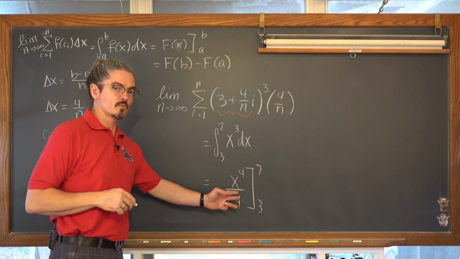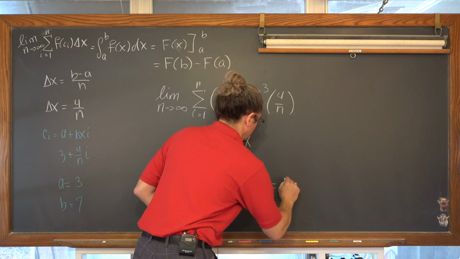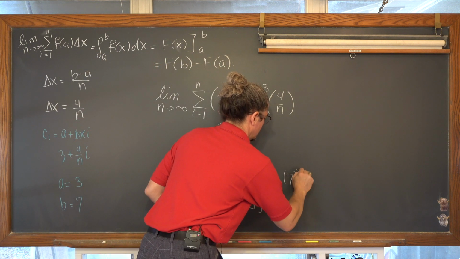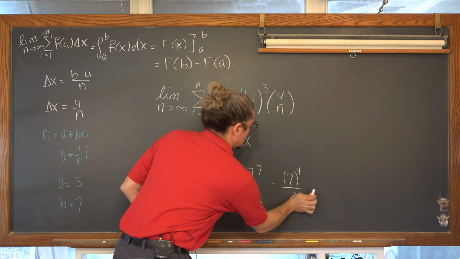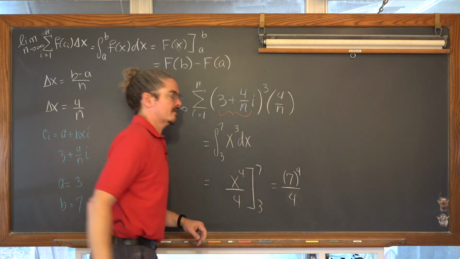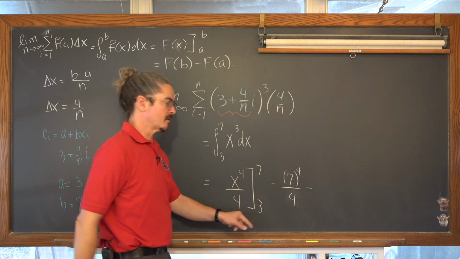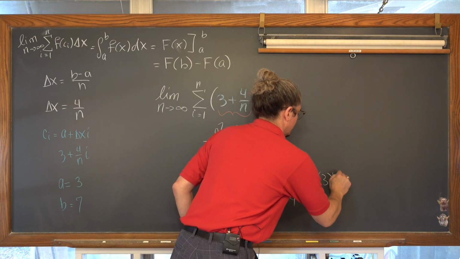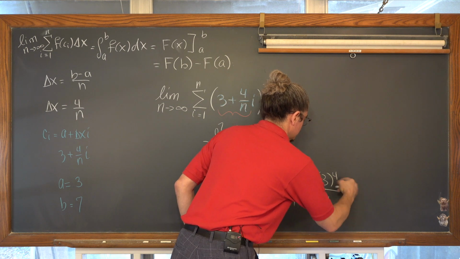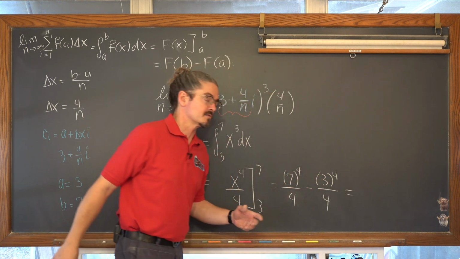Now that we've found the antiderivative, we plug in the upper limit. So we have 7 to the 4th over 4, and then we do subtraction. We plug in our lower limit, and we have 3 to the 4th over 4, and then whatever that comes out to is going to be our final answer.